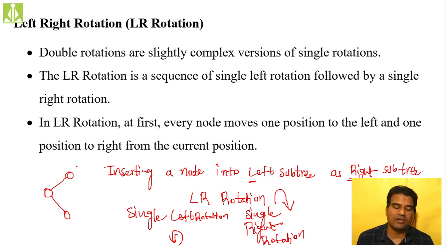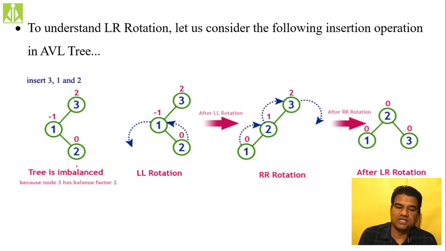First you read out all these three statements over here. Double rotations are slightly complex version of single rotations. The LR rotation is a sequence of single left rotation followed by a single right rotation. Already I have explained. In LR rotation, at first every node moves one position to the left and one position to the right from the current position. First we move the tree in left direction, then we move the tree in right direction. Okay, so quickly we go and see the example.